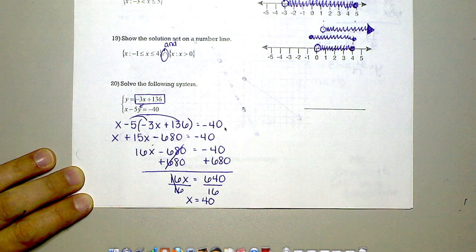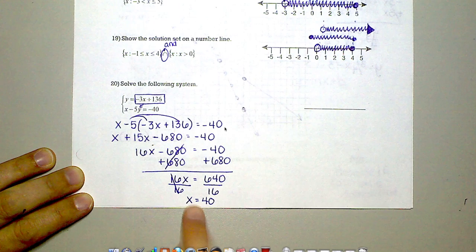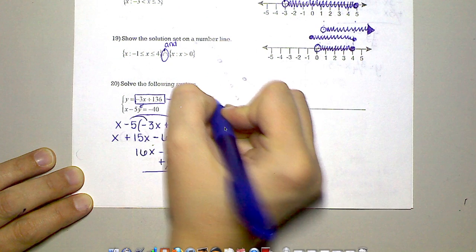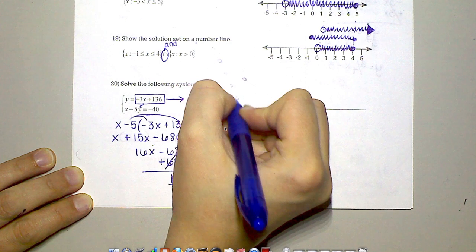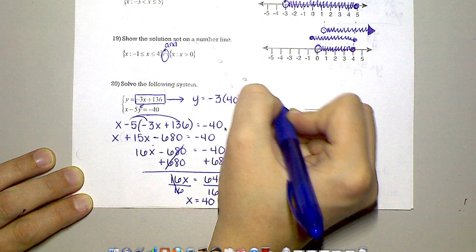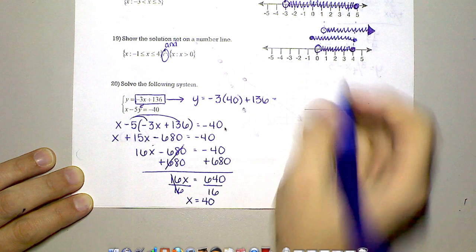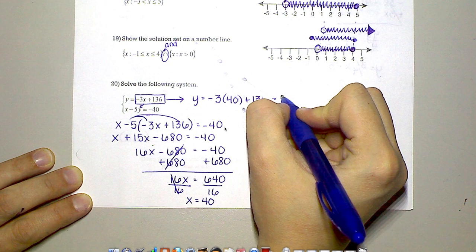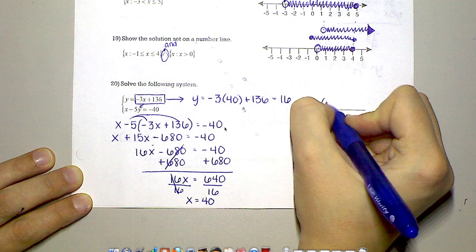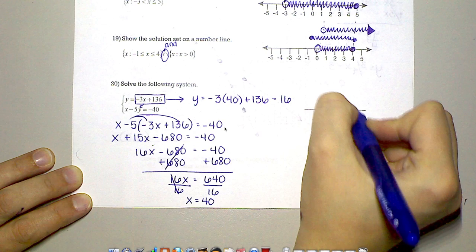Yep. Okay, now if I plug that 40 back in up here, I have y equals negative 3 times 40 plus 136. That's negative 120 plus 136, which I believe comes out to be 16. So my final answer would be 40, comma, 16.